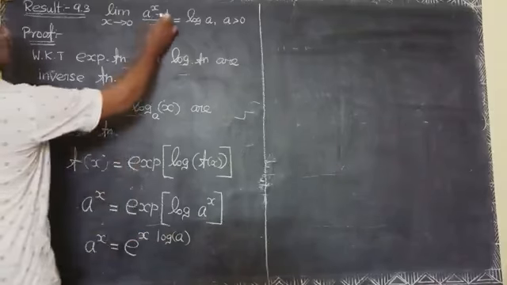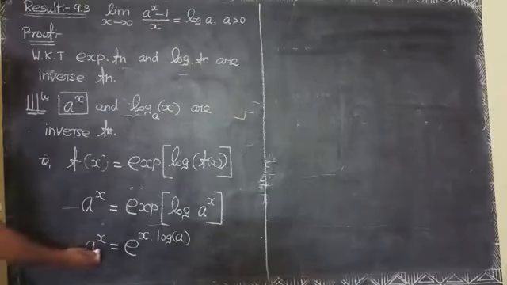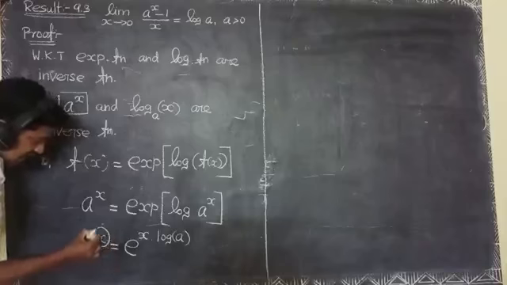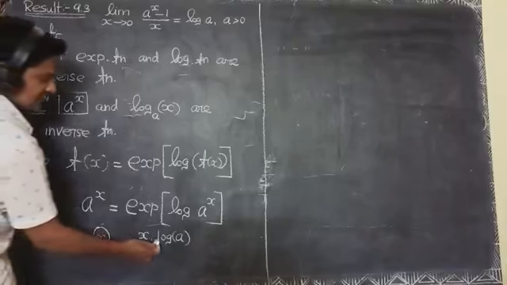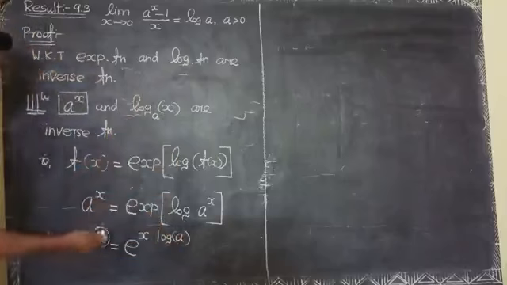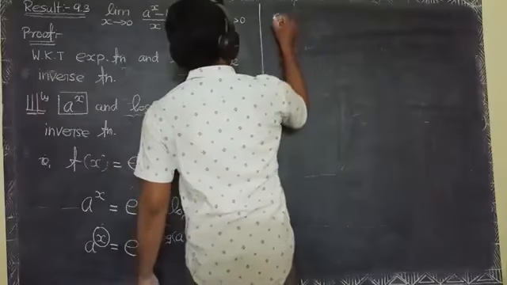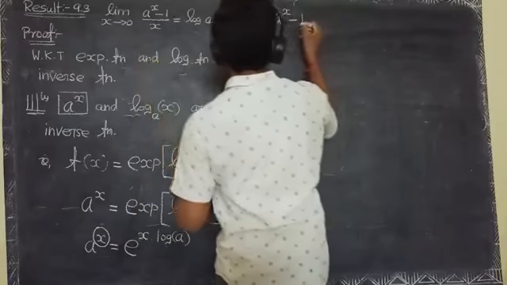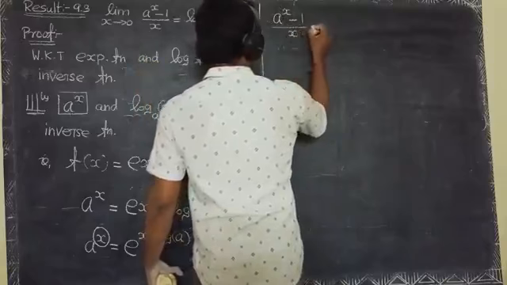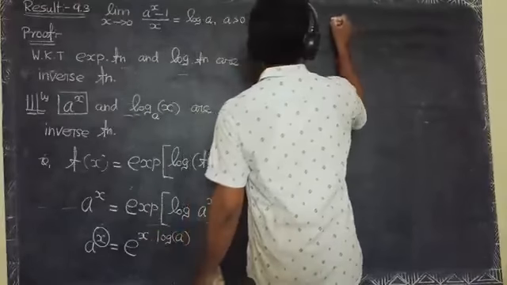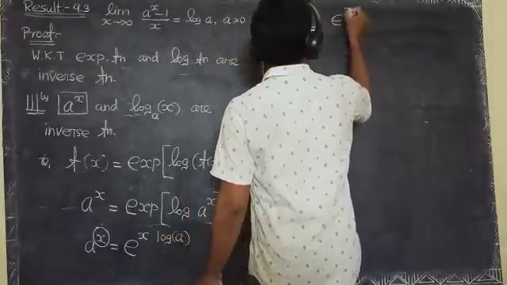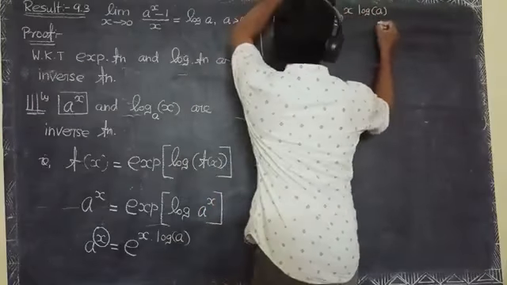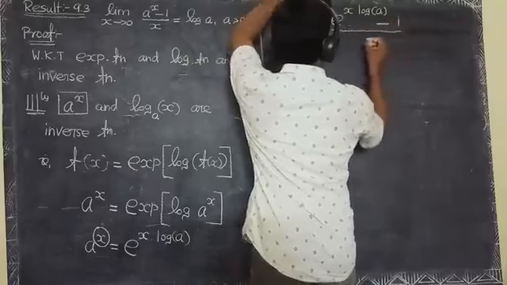Here, minus 1 means a^x minus 1, where a^x means e^(x log a). Similarly, (a^x minus 1) divided by x is equal to (e^(x log a) minus 1) divided by x.